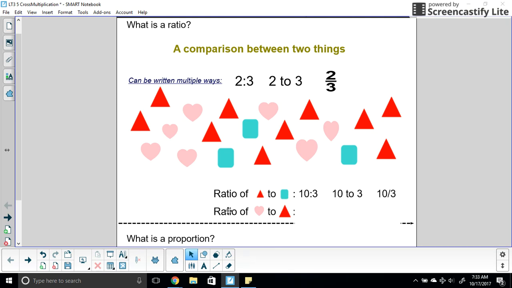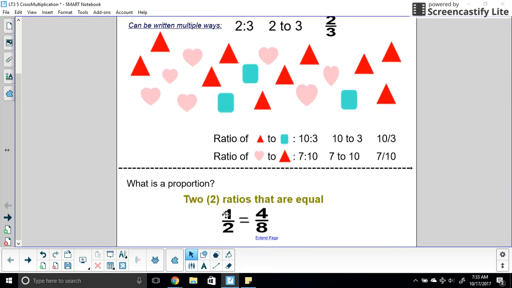ways. Then the next ratio that we're going to write is hearts to triangles. Count up the hearts, 3, 4, 5, 6, 7, and then the triangles was 10. And we could write them three different ways. That is how you write a ratio, is a comparison between two things. As you can tell, there is no equal sign. Now let's go down here.